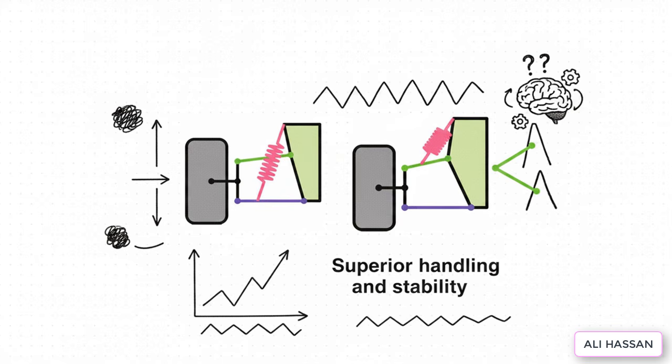But man, choosing between them and then figuring out the exact lengths and mounting points for all those arms, it's a massive headache. If you change just one angle to improve handling, you might totally ruin the ride comfort. It's just this endless, frustrating puzzle of trade-offs.